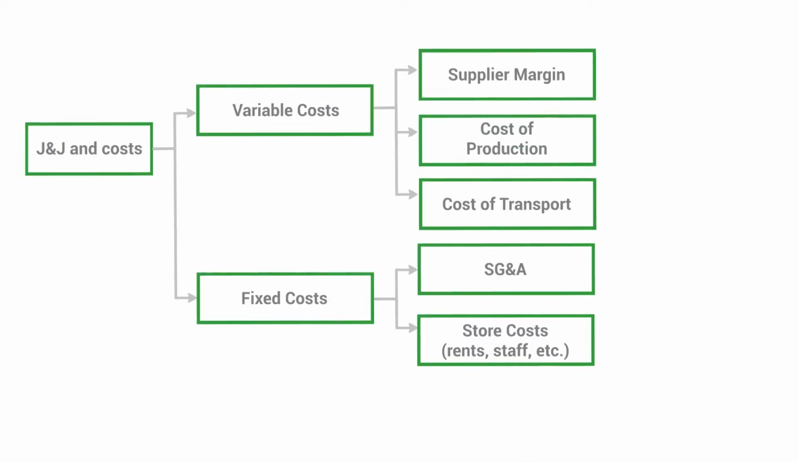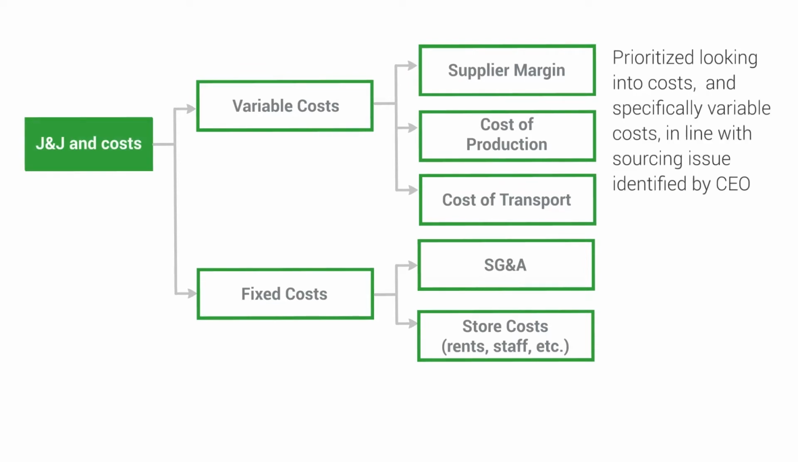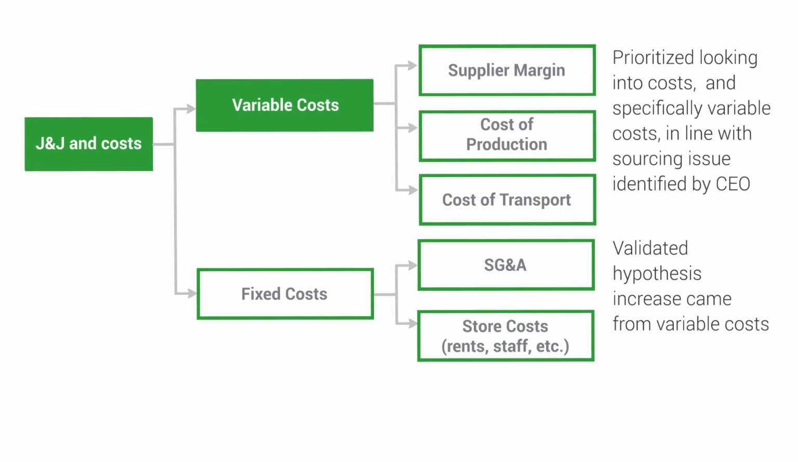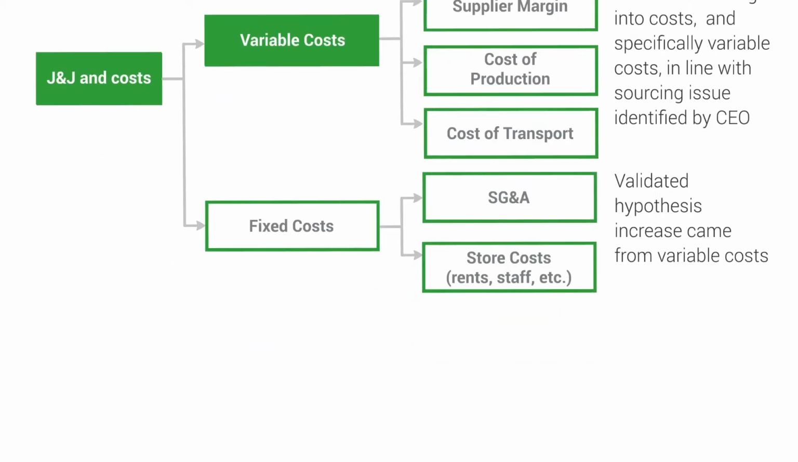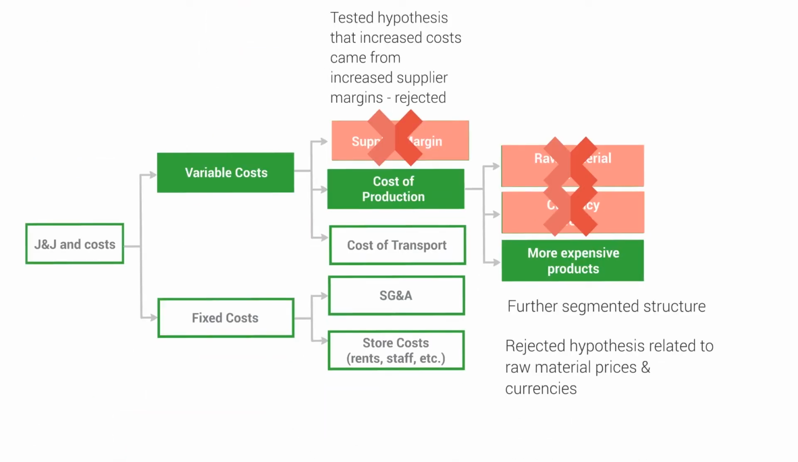In this case, looking into cost should be prioritized and specifically variable cost should be prioritized. This is in line with the sourcing issue identified by the CEO. You will need to validate the hypothesis that the increase came from variable costs by checking with the interviewer. But let's say it gets validated. The next step is to test the sub-issues and check if the increase in variable cost came from increased supplier margins. Let's say that this idea gets rejected.